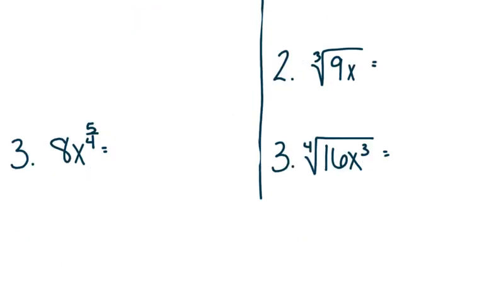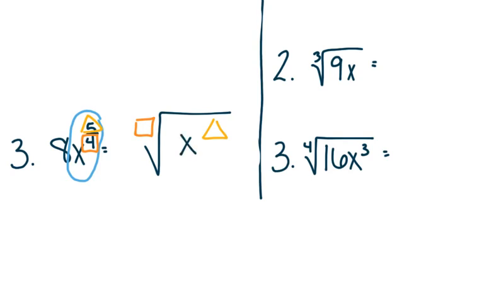Alright, last one. So this one's a little bit different, because notice the 8x is not in parentheses. What that means is only this part is being raised to the 5/4 power. Okay, so I'm going to build the house. Remember, this is a square root, and the triangle goes inside. So the exponent only applies to the x, so it's the only thing that's going to go inside. There's a 4 and there's a 5. The 8 is kind of all alone just out here.